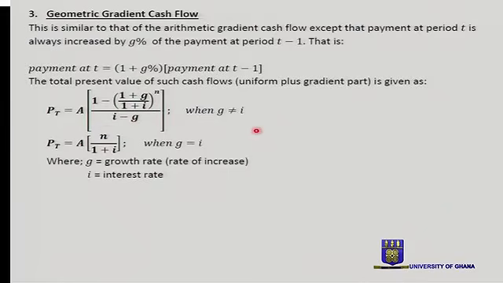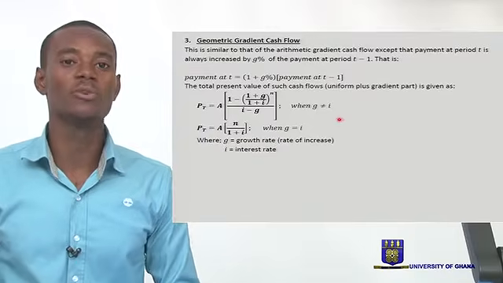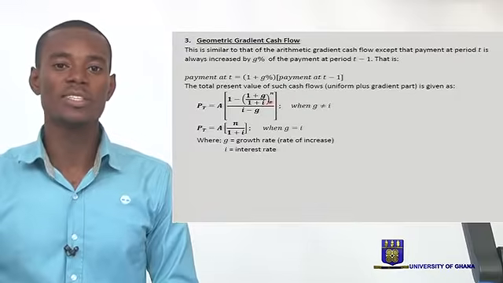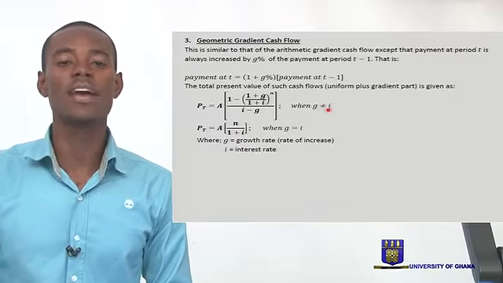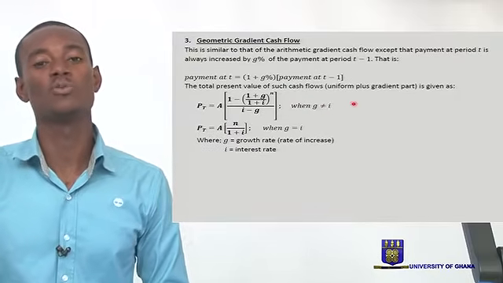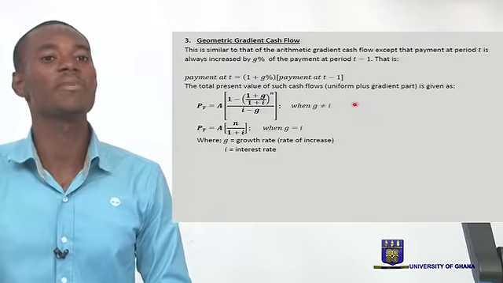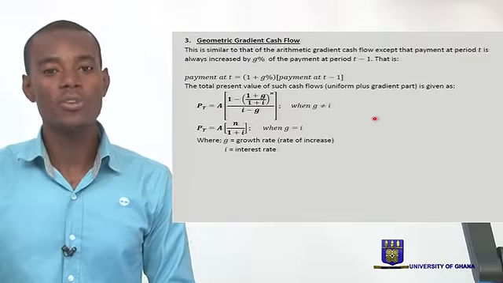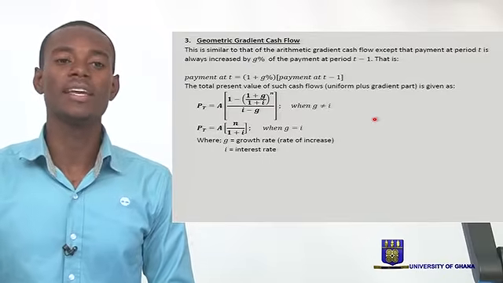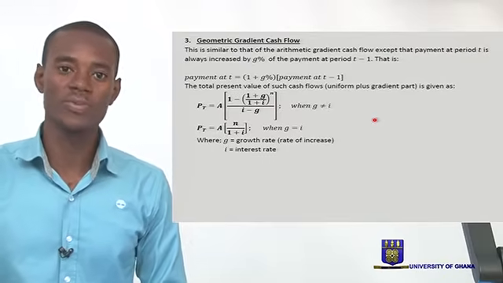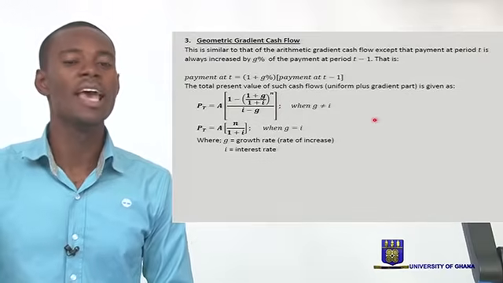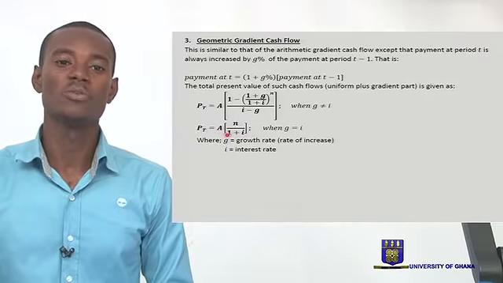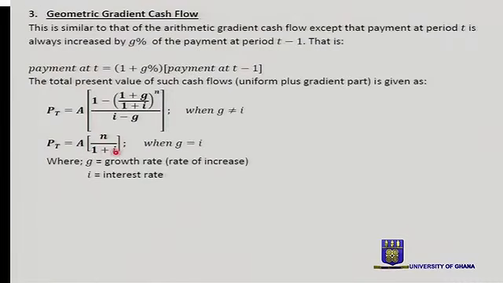When the rate at which the cash flow grows is different from the interest rate, we use this expression. And so we say when G is not equal to I. So for instance, if your cash flow is supposed to be growing by 12% and then your interest rate is 10%, G is not equal to I. And so we use this expression. But when your cash flow grows at a rate which is the same as the interest rate, let's say your cash flow grows at 10% and then your interest rate is also 10%, we use this expression, A into bracket N over 1 plus I, plus this.